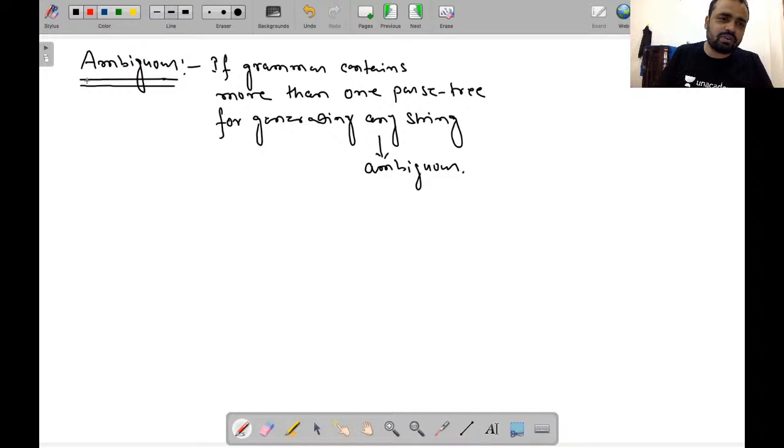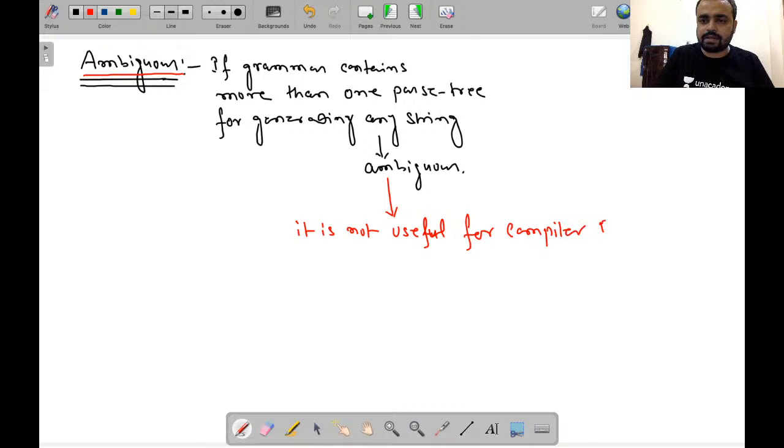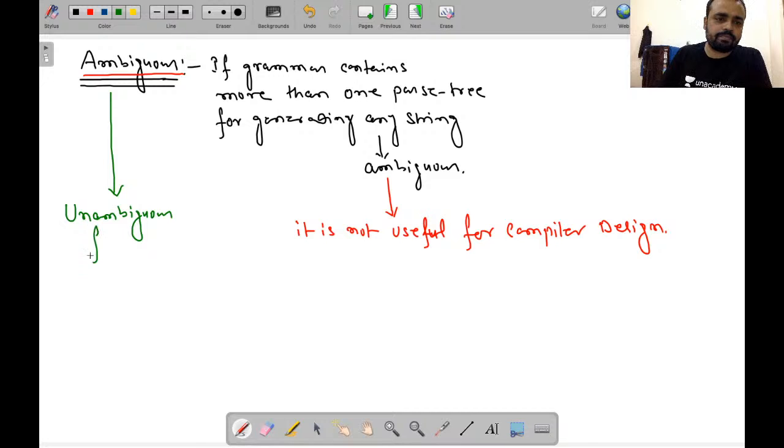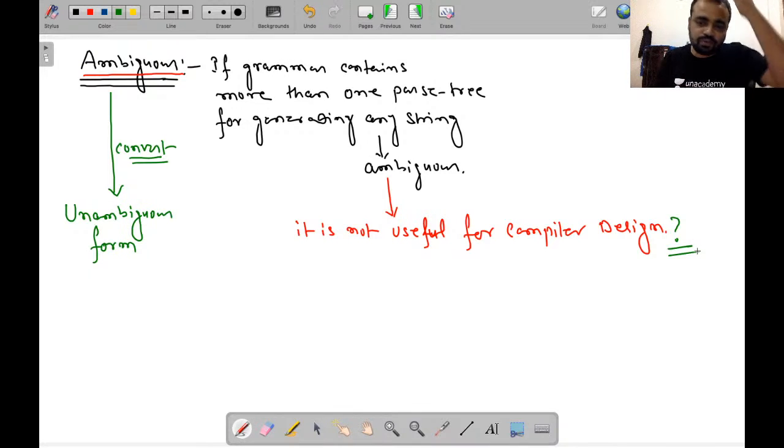So my dear friends, what is the purpose of learning ambiguous and unambiguous grammar? See over here, ambiguous grammar is not useful for compiler design. And that's why our target is to convert the ambiguous grammar into unambiguous form. But my question is, why is it not useful for compiler design? Why am I claiming this?